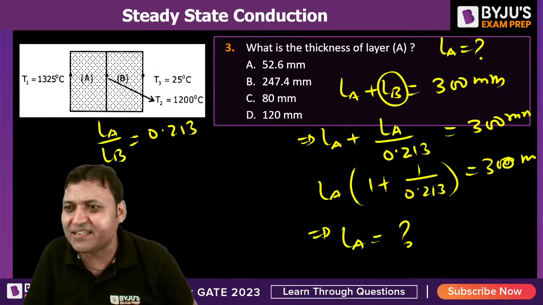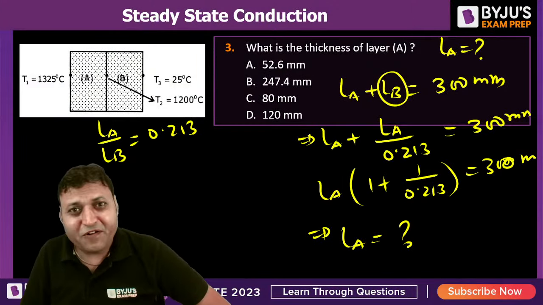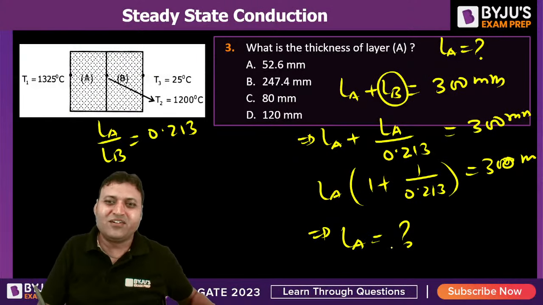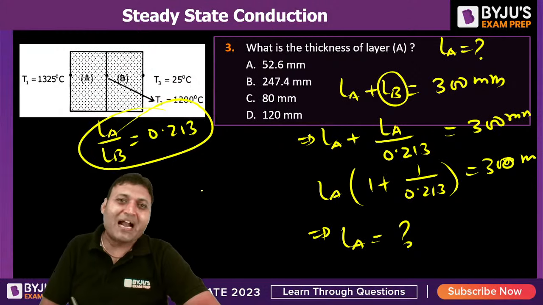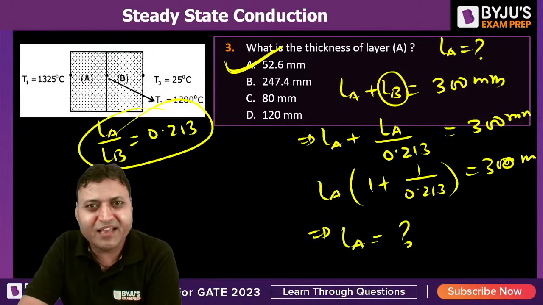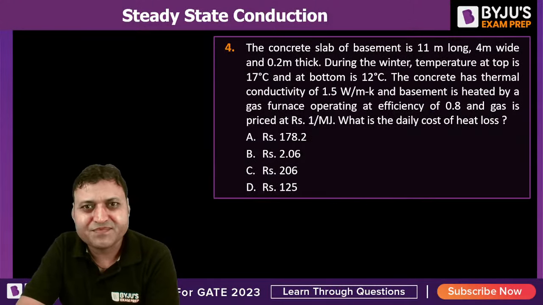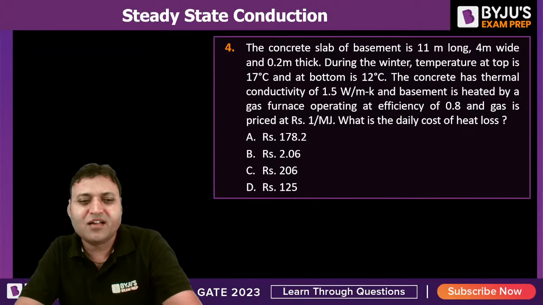Are you able to get the answer? Is it 52.6 mm? Very nice. Good. Once you are able to get the correct answer for part 1 or the second question, then only you will be able to get the correct answer for the next part. Option A is the correct answer, right? 52.63. Question number 4 on the screen.